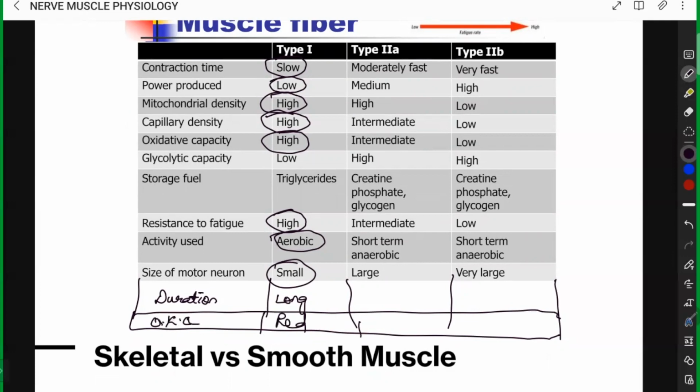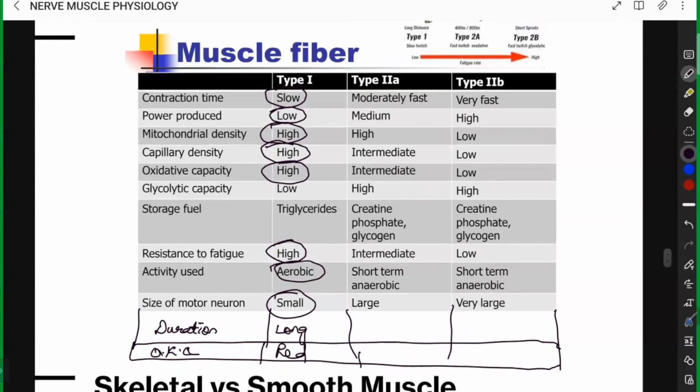Clear? Now coming towards type 2. Type 2 are large sized cells, very large, and they are going to have increased myofibrils. Force of contraction will be increased.